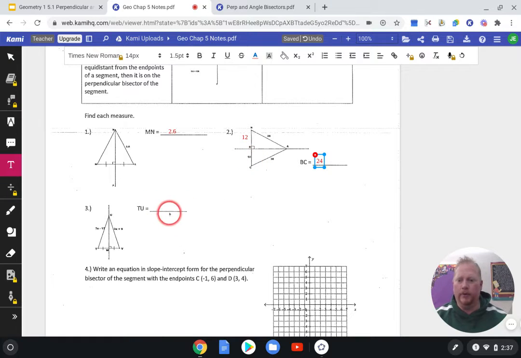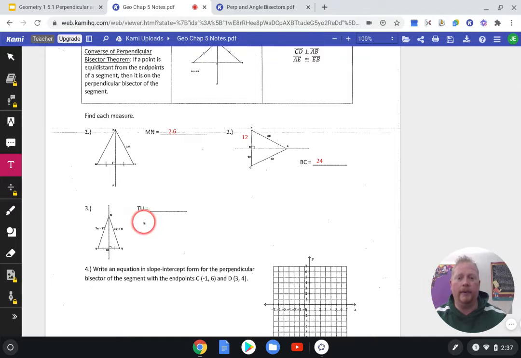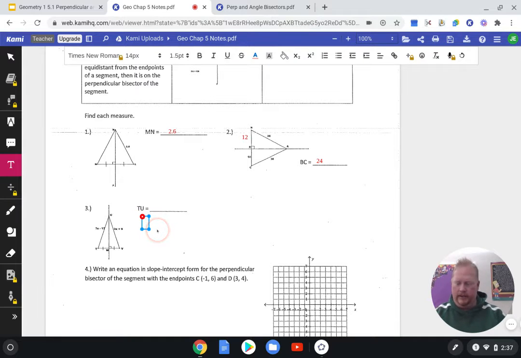Let's take a look at example 3. So here, I have evidence that this is a perpendicular bisector, and so point U is on that perpendicular bisector. So the equation I can set up is going to be 7x minus 17 equals 3x plus 9. Go ahead and work that out.